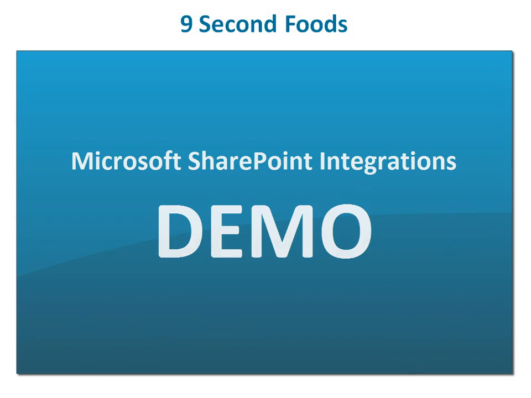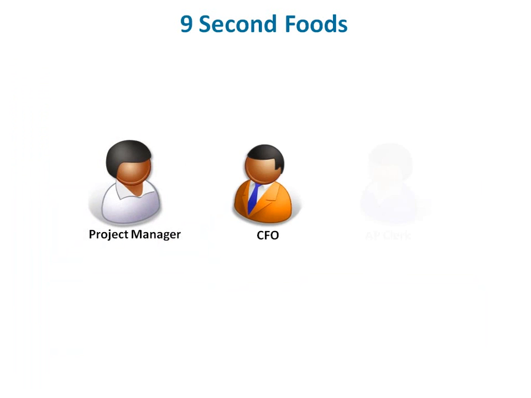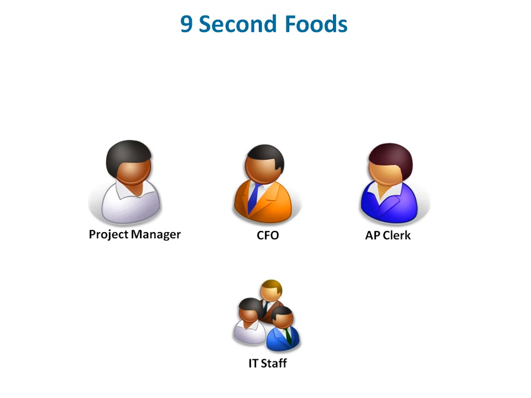For the purposes of this demo, we're going to be using a fictitious story about a fictitious company called 9 Second Foods. 9 Second Foods is a manufacturer of commercial microwave ovens. We have different roles across this organization, as any organization, individuals who perform different functions. Additionally, we've got IT resources and staff. These IT resources and staff, of course, are charged with the responsibility to make sure that the different workers across the organization have the best technology and tools to help them perform their primary job tasks.